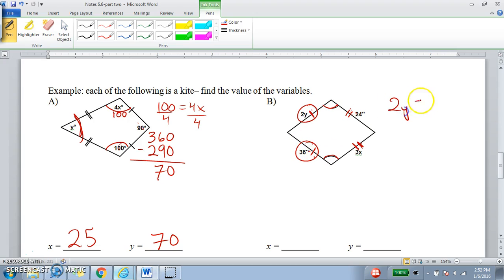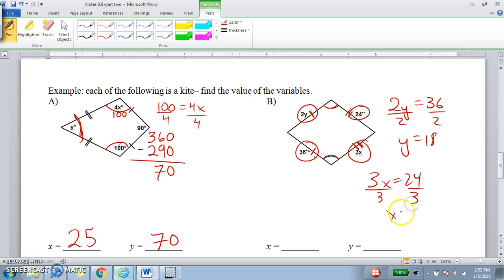So we take 2y equals 36, we divide by 2, y equals 18, and then 3x equals 24. We divide by 3, and we get x equals 8.